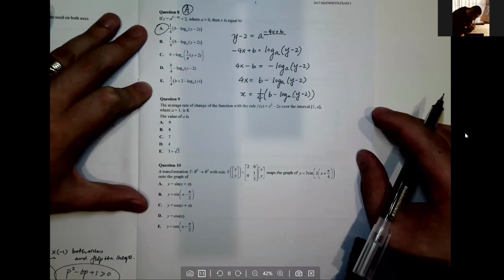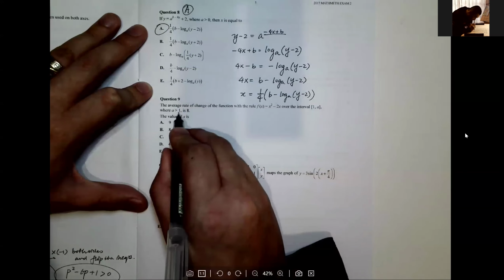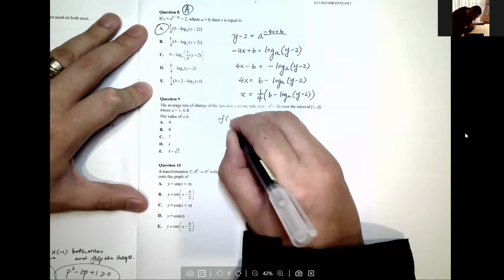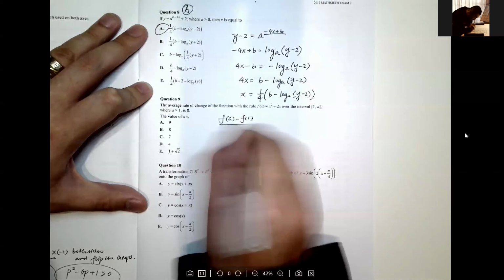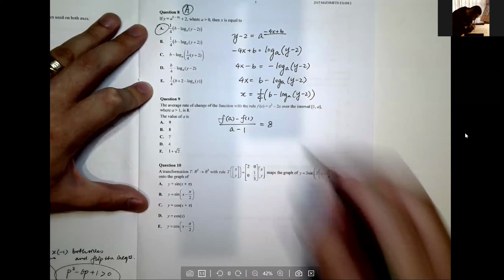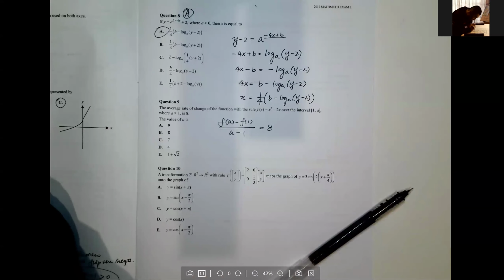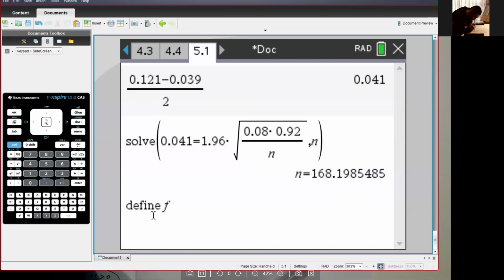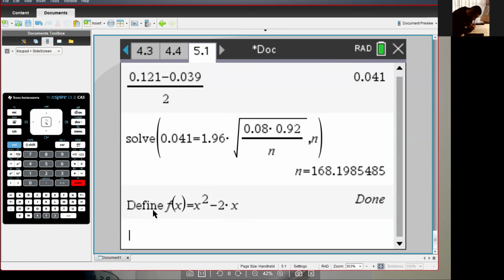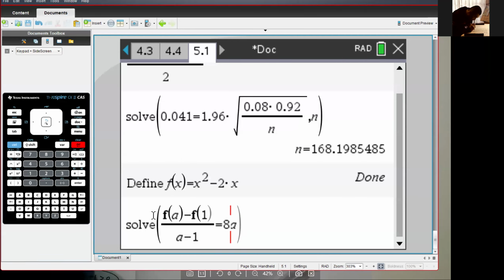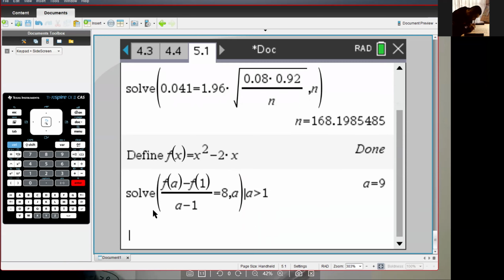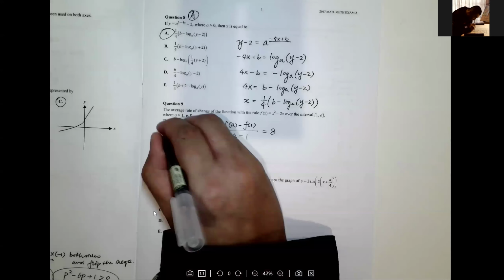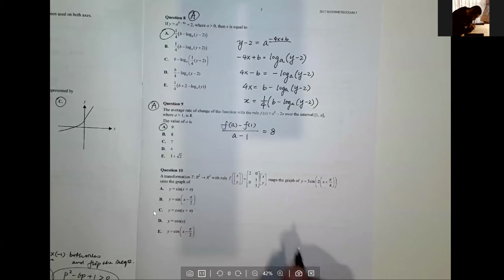And question 9, we have an average rate of change of the function f of x equals x squared minus 2x over the interval 1 to a. A is greater than 1. So we have f of a minus f of 1 divided by a minus 1 equals 8. Something along this line. This is where I really pick up my CAS calculator. For example, define f of x equals x squared minus 2x. And we solve the fraction f of a minus f of 1 over a minus 1 equals 8, comma a. And then given that a is greater than 1, a is equal to 9. All right, so that's question 9.